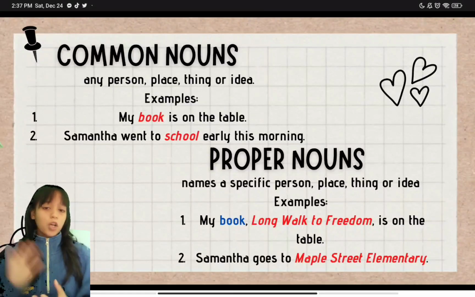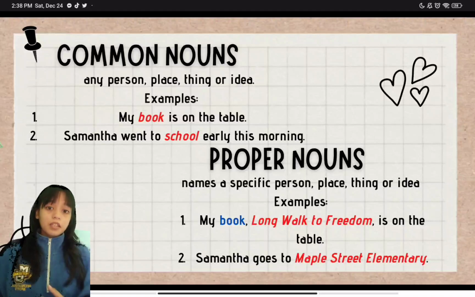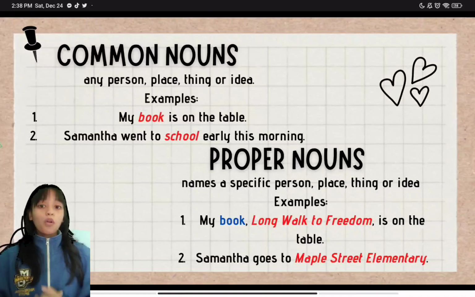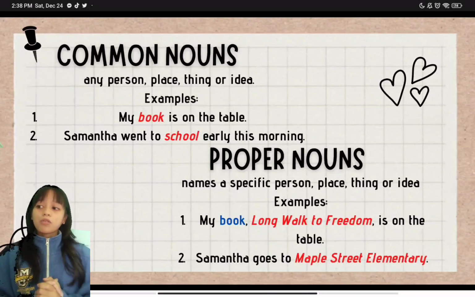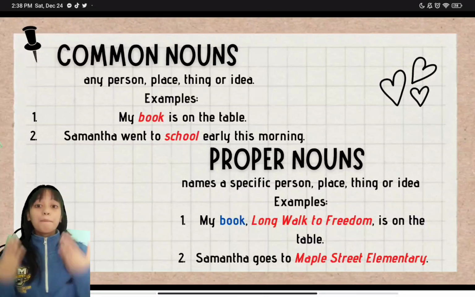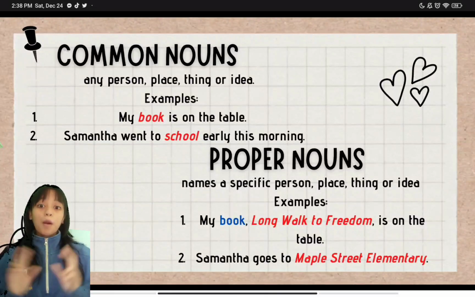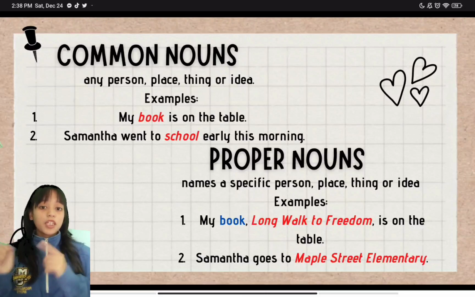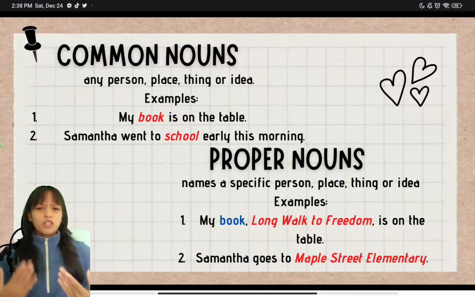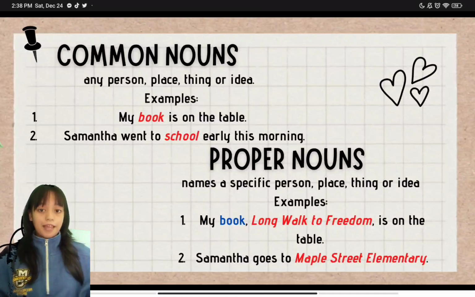Okay? So the common noun there is school, but Samantha is still a noun, and Samantha falls into proper nouns. So what are proper nouns? Proper nouns name a specific person, place, thing, or idea. Proper nouns are specific. When it comes to proper nouns, they usually start with a capital letter, and Samantha belongs to it. She is a proper noun because she is specified. She is not just a girl. She is not just a student. She's not just a person, but she is named Samantha.